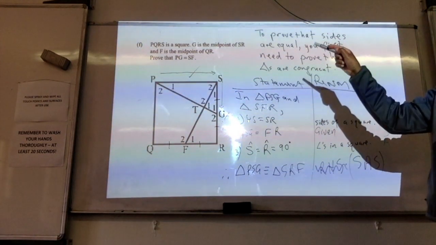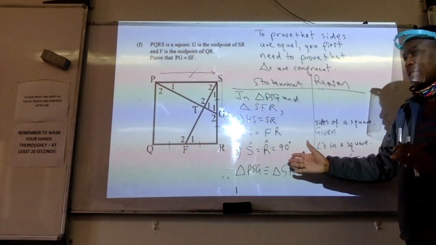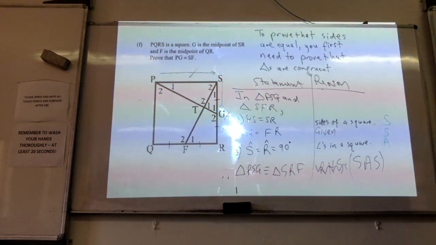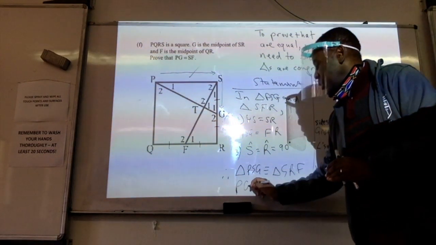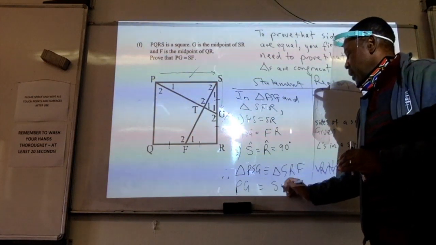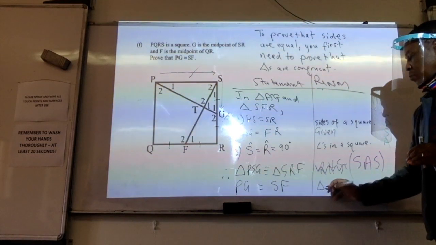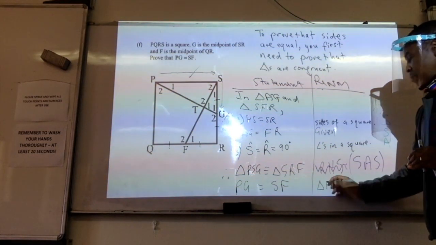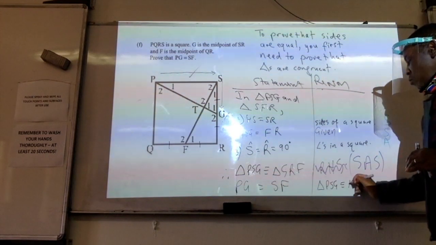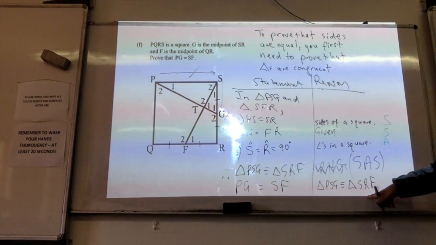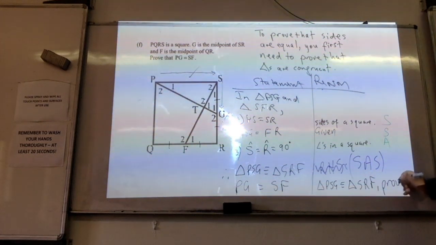So now can we answer our question? After proving all this, how can we make use of this to prove that PG and SF are equal? Well, it's a congruent triangle, so the sides have to be equal. Right, so PG is equal to SF because of congruent triangles. Because triangle PSG is congruent to triangle SRF. And how do you know that? Because this was proven.